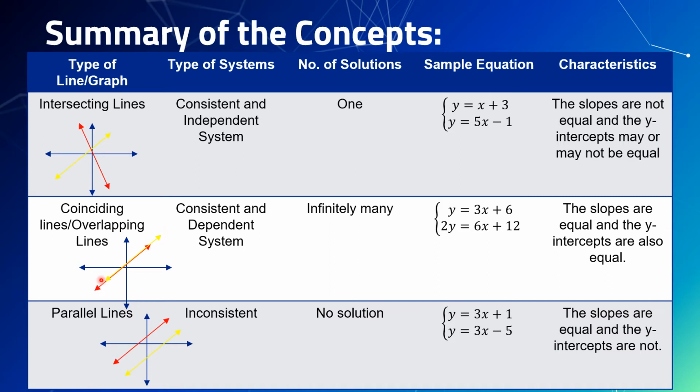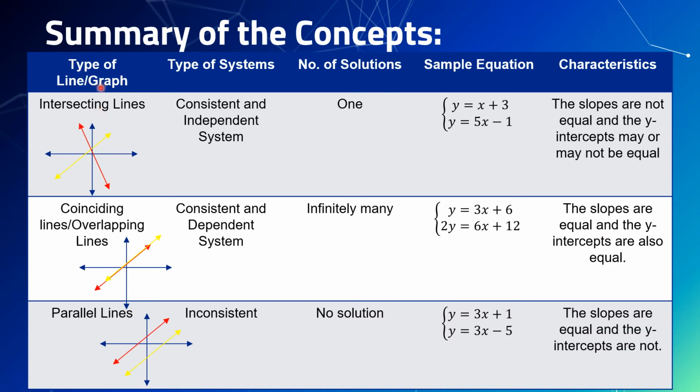of intersections. Just like this one, we have y is equal to 3x plus 6, then 2y is equal to 6x plus 12, because if you simplify this one, it will give you y is equal to 3x plus 6. Because the property of two lines that overlap is that their slopes are equal and the y-intercepts are also equal.